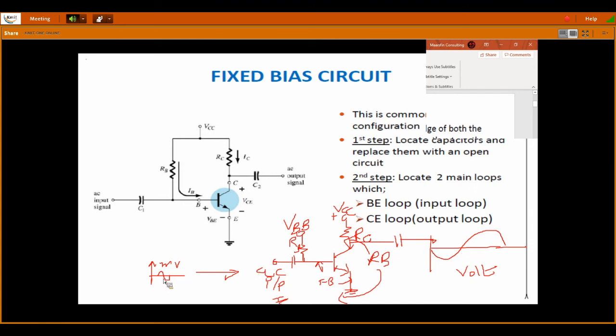So for the negative signal of your input, we are getting a positive output voltage. Why are we getting this out of phase output? I'll tell you that later. Right. Now here, the input base current.